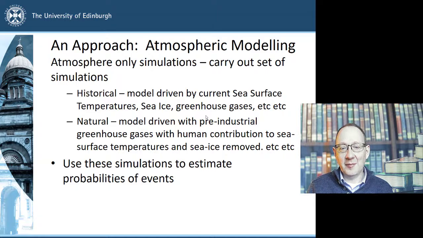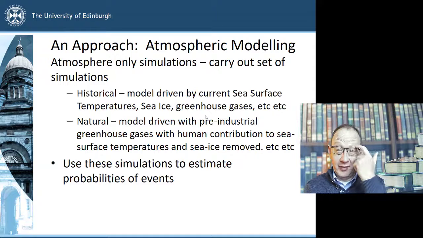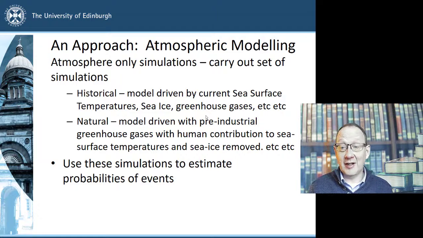So we have basically two sets: a historical ensemble, that's a model driven by current sea surface temperatures, sea ice, greenhouse gases, anything else we think is important, and then a natural ensemble, where the model is driven with pre-industrial greenhouse gases with the human contribution to sea surface temperatures and sea ice removed, and any other human drivers. So, for example, we might remove ozone or aerosols and so on. And then we use these simulations to estimate the probability of events.